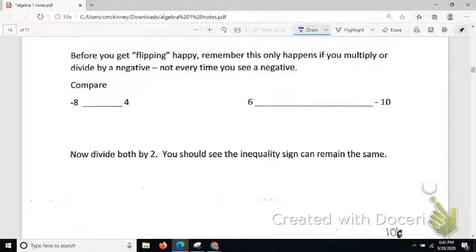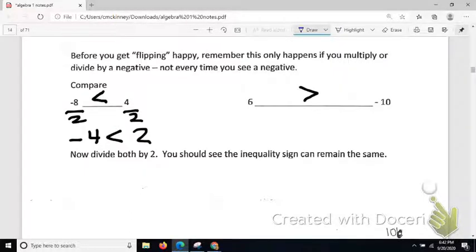So let's try another couple examples. Negative 8 is less than 4, and 6 is greater than negative 10. Now, if we divide them by positive 2, I have negative 4 and positive 2. And which way should my symbol go?